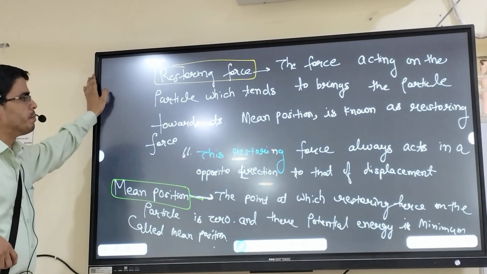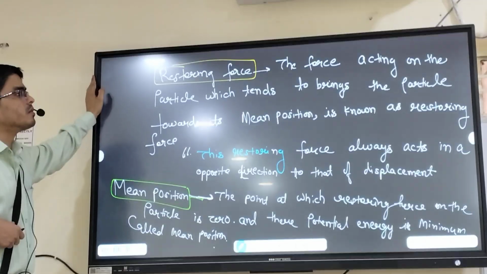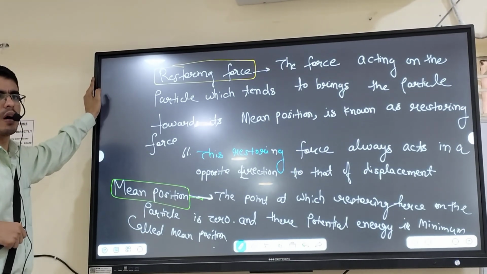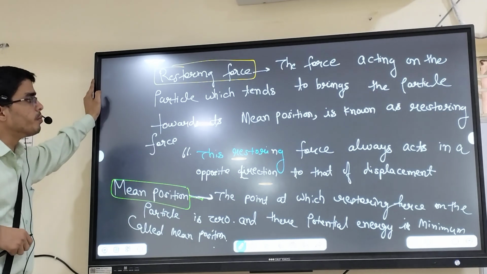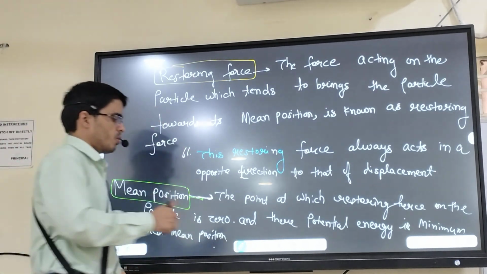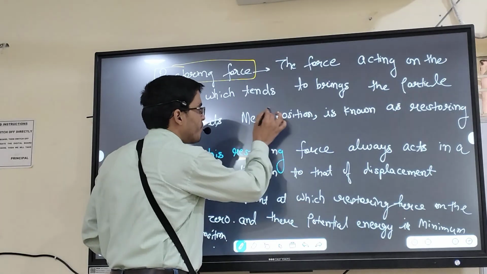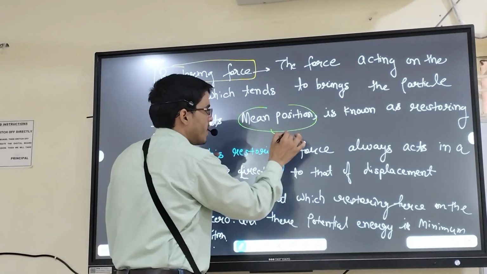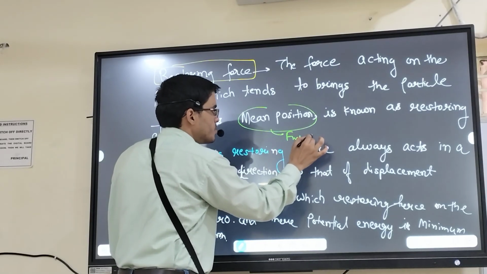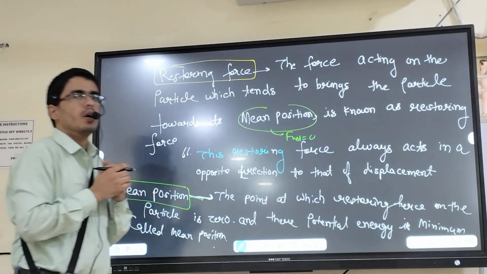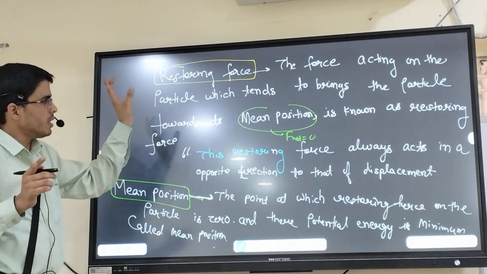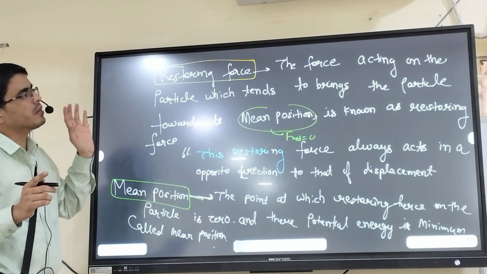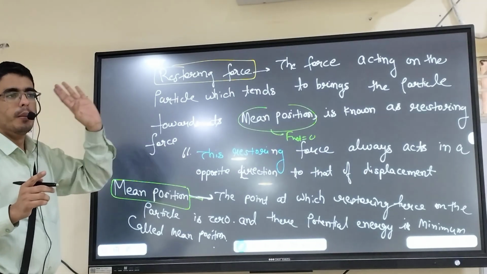Force acting on the particle which tends to bring the particle towards its mean position. Mean means what? Average. I know. Mean means here net force 0. First think about this problem. Mean means what? If net force 0. So you have written this now. Once I read the force acting on the particle which tends to bring the particle toward its mean position.